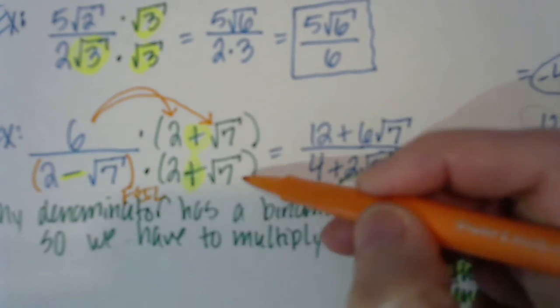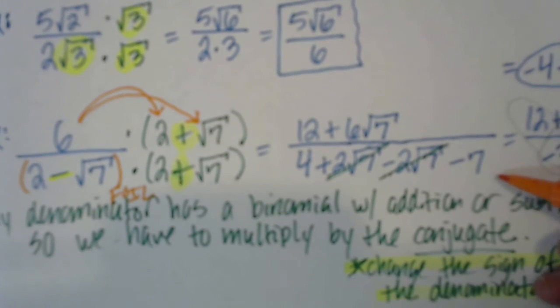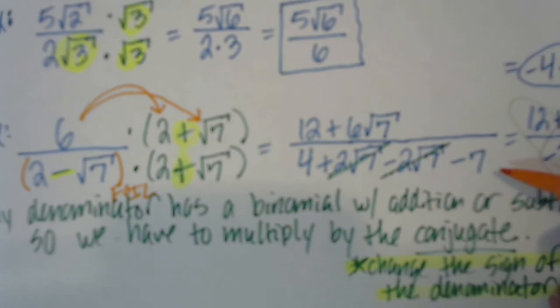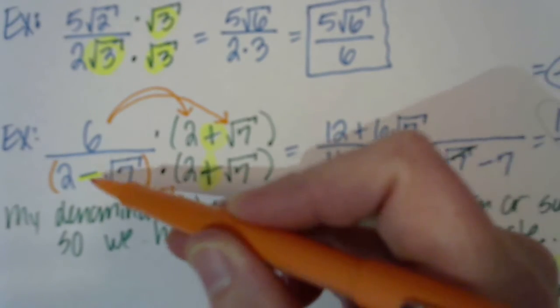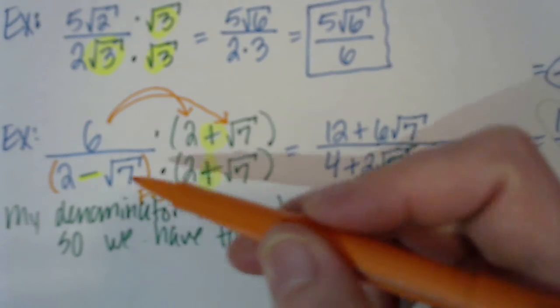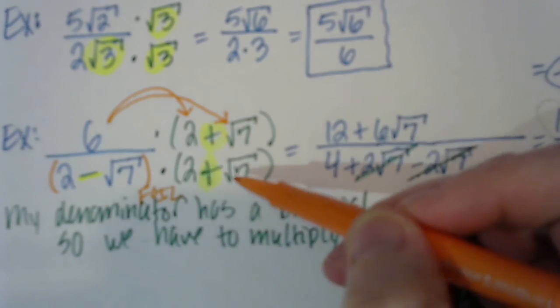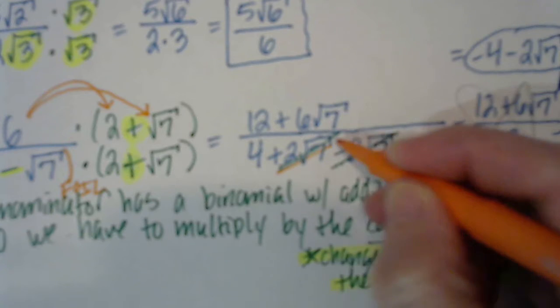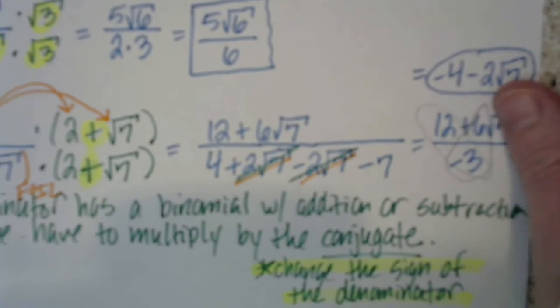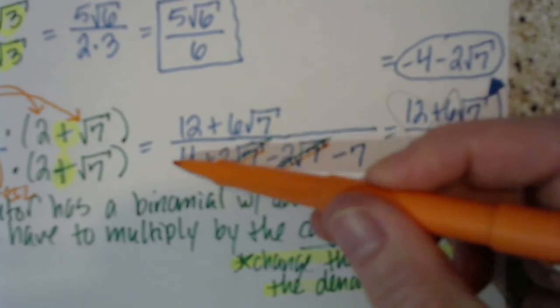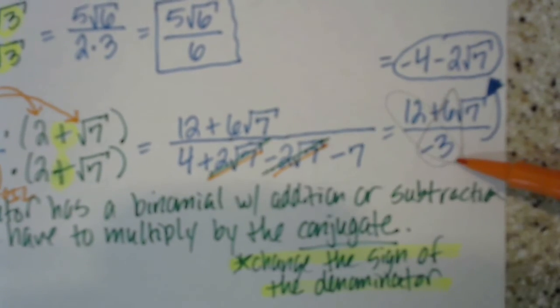Negative square root of 7 times square root of 7 is just going to be negative 7 because we know it's the square root of 49. Because you changed the sign, that's the most important part. Whenever you change the sign, it created this ability for there to be opposites to cancel. So it's very important that you remember to change that sign. 4 minus 7 is negative 3.